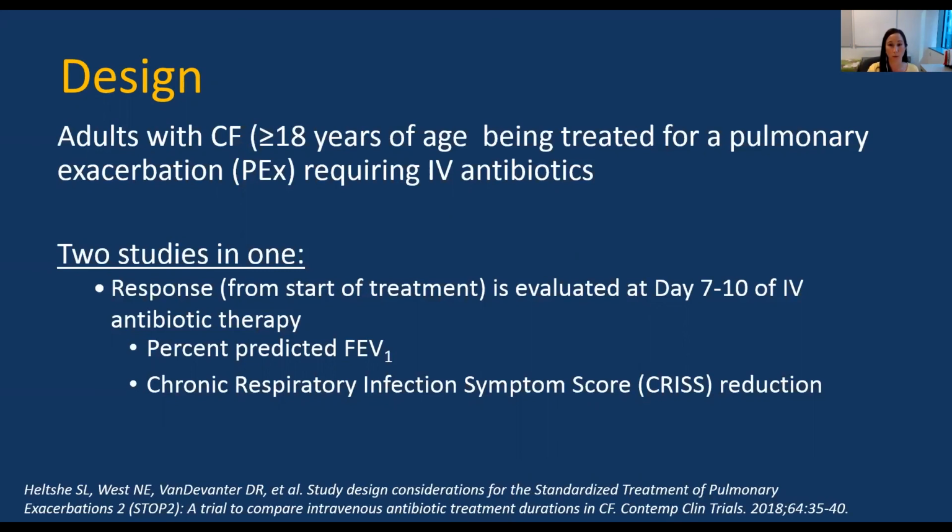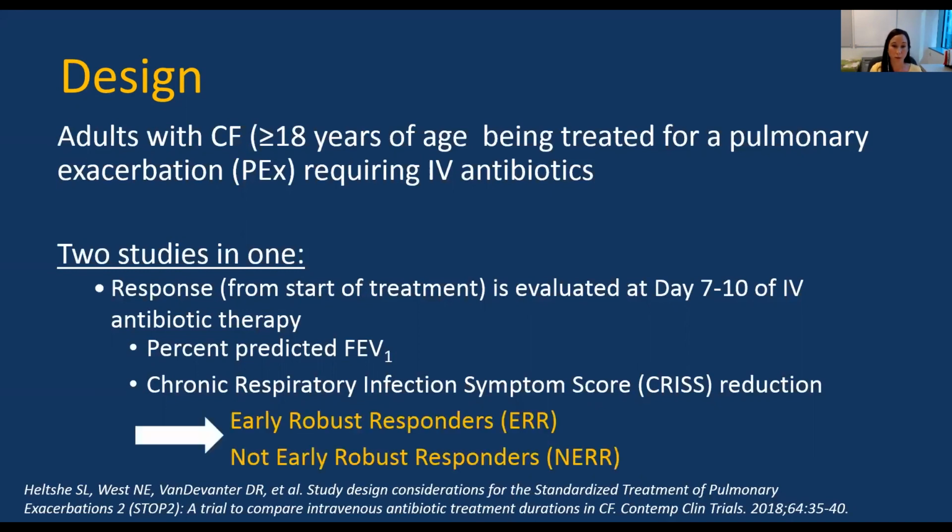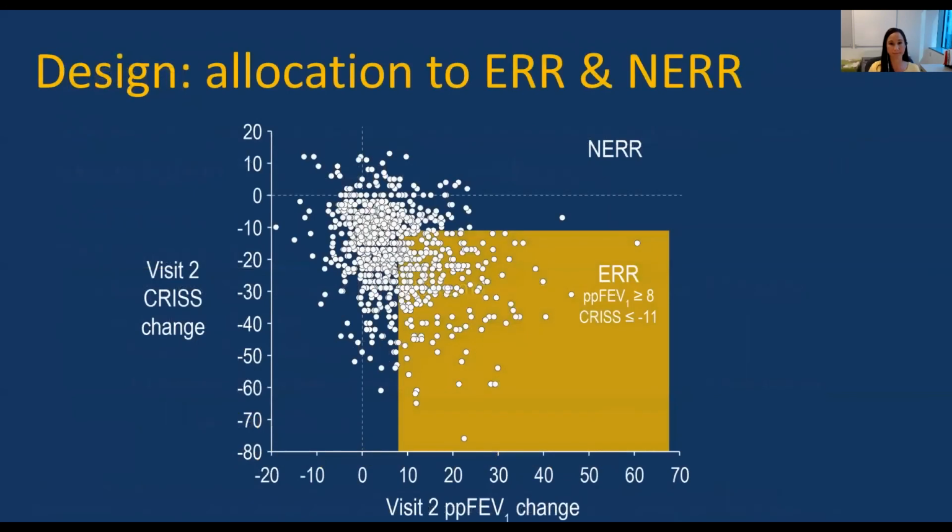And we were looking for improvements in FEV1 and reductions in CRIS to qualify someone as what we called the early robust responders, or the ERR grouping, or someone who didn't have these improvements in lung function and symptoms, and they were deemed the not early robust responders, or the NERR. And the full design has been reported and published.